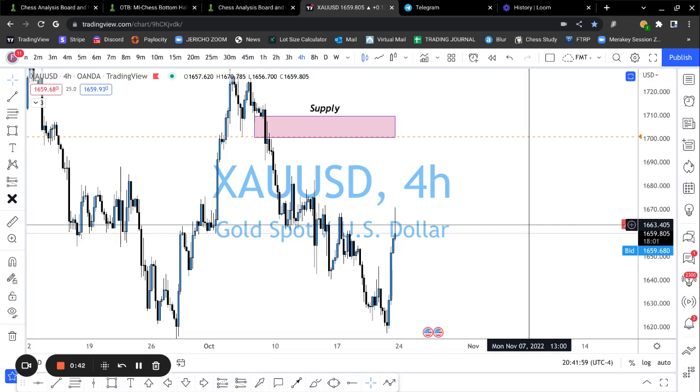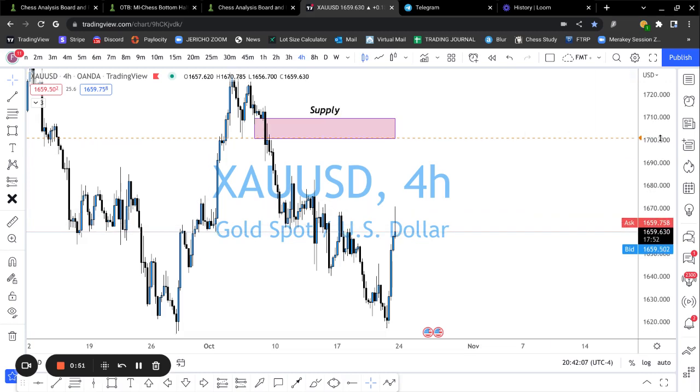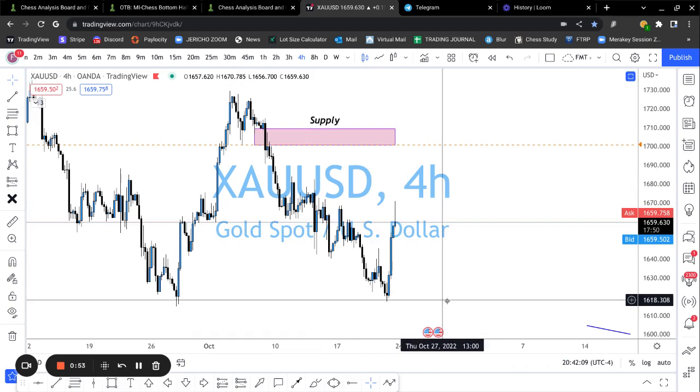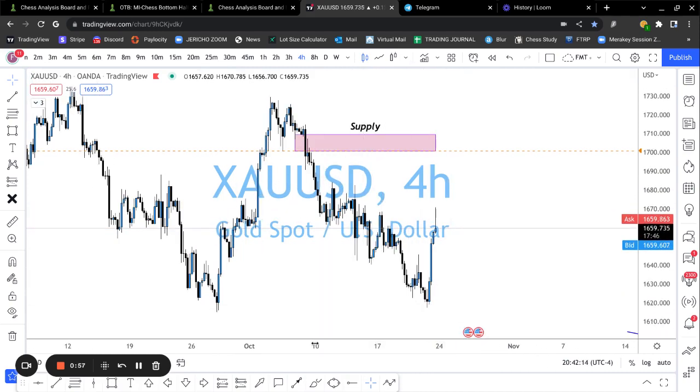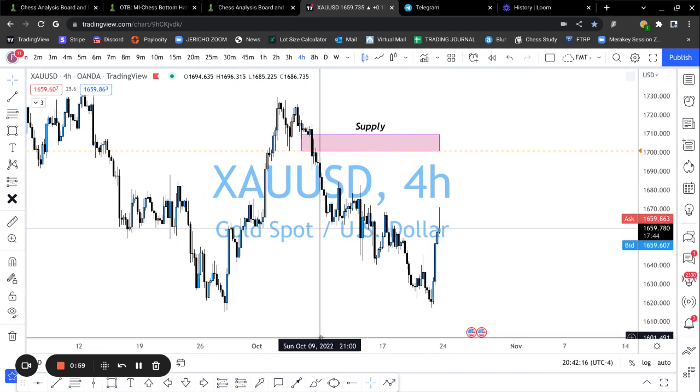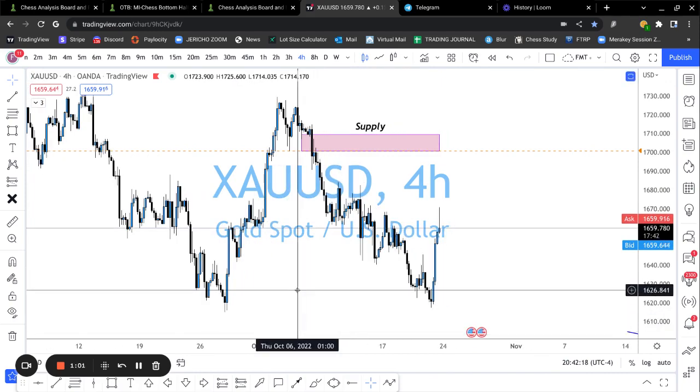So without further ado, let's get started with this video. As you can see on my screen, I'm looking at gold on a 4-hour time frame. I have been trading a lot of gold recently, because I really like trading gold because it moves very swiftly, and you can get awesome, great risk to reward ratios by trading gold because of how swiftly it moves.